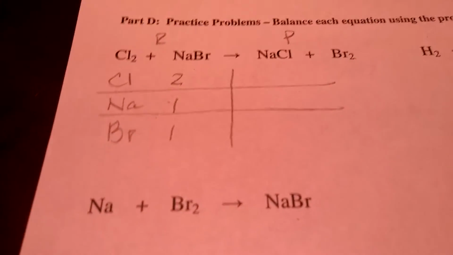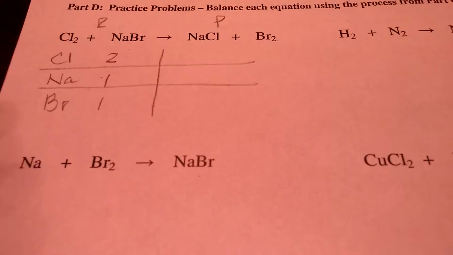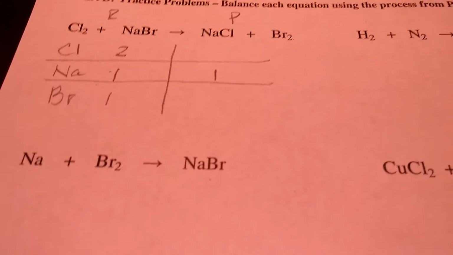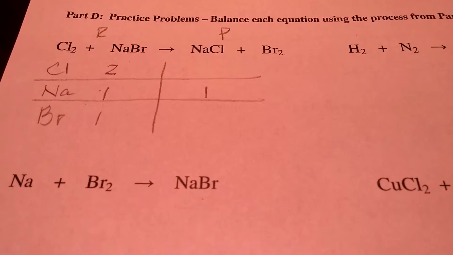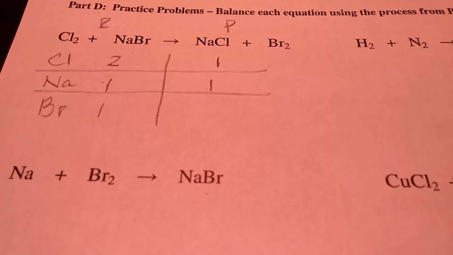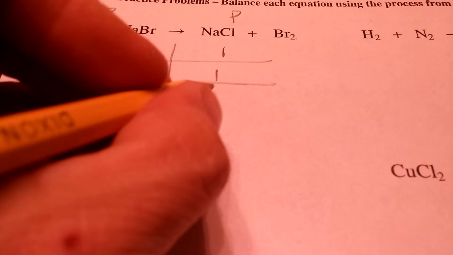On the opposite side, I've got to count my products. Sodium is right in the middle. I have 1. For chlorine, I have 1. And for bromine, I have 2.